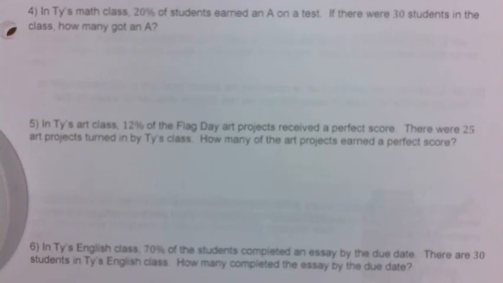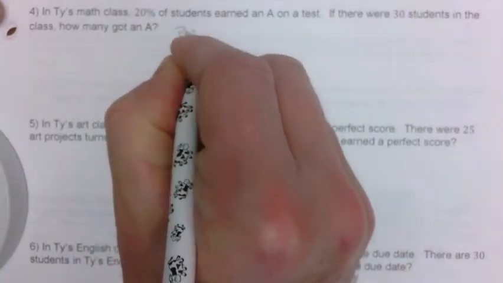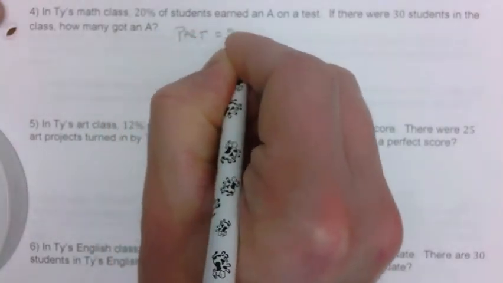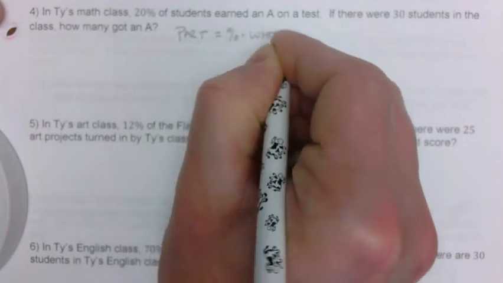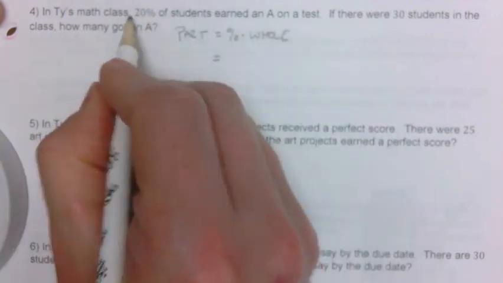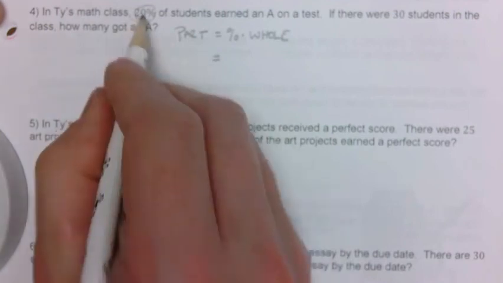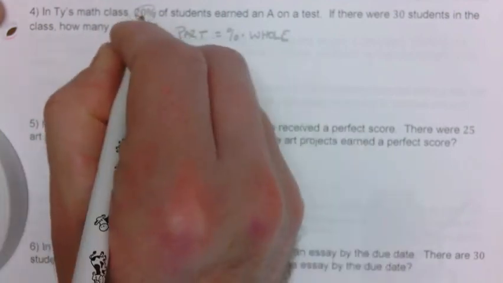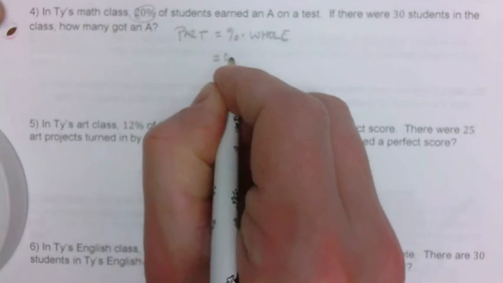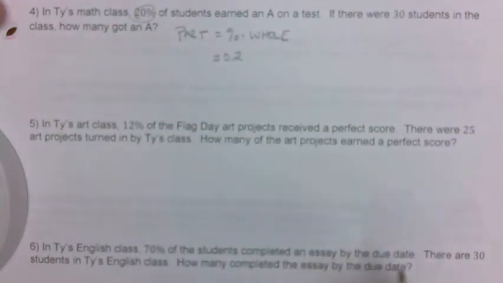In example 4, we're told that in Ty's math class, 20% of the students earned an A on a test. If there were 30 students in the class, then how many got an A? So we'll use our percent equation to help us out with that. Part equals a percent of the whole value. And they told us that 20% earned an A, 20% as a decimal, move the decimal point back 2 times. You can either write it as 20 hundredths or 2 tenths. They're the same answer.